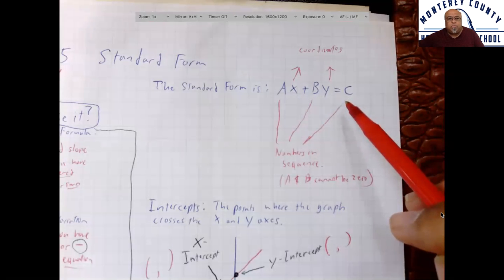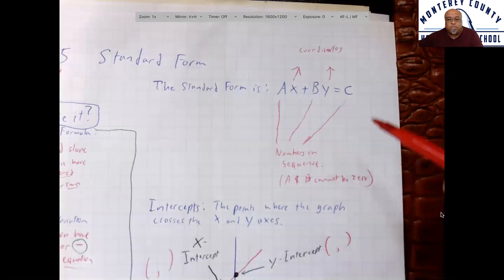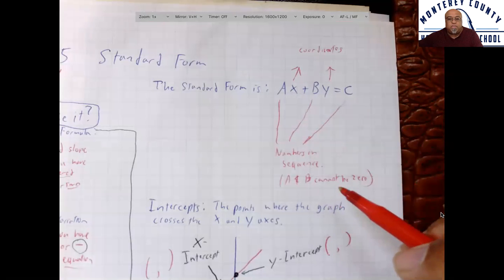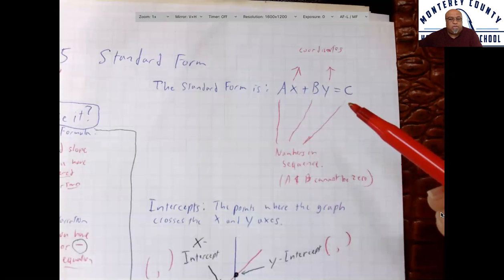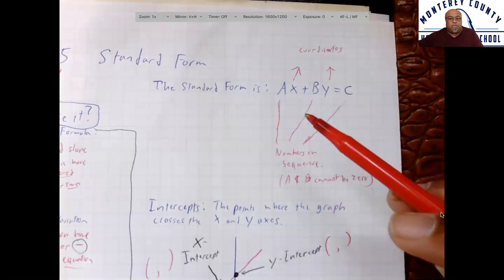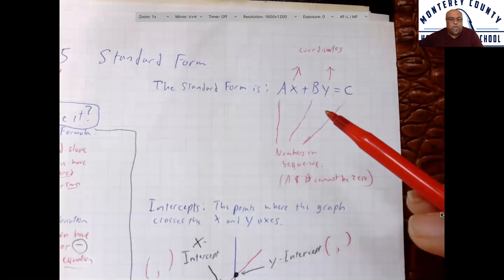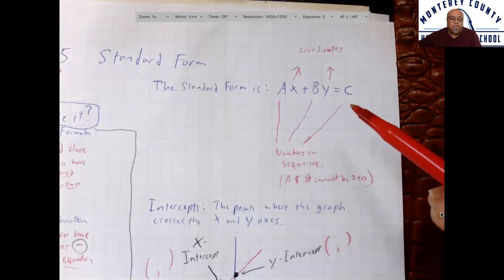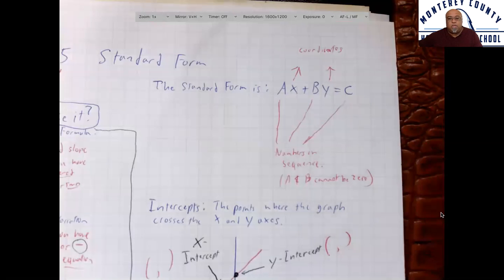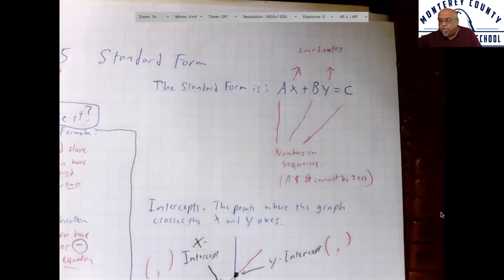Now, the only rule with the standard form is that whatever the values of a and b are, they cannot be 0. If they're 0, then it ceases to be in standard form. Can c be 0? Yes. Whatever your equation is, once you multiply or solve or find a solution, the value of c can be 0, but a and b cannot, because then it will cease to be standard form. Okay, moving on.